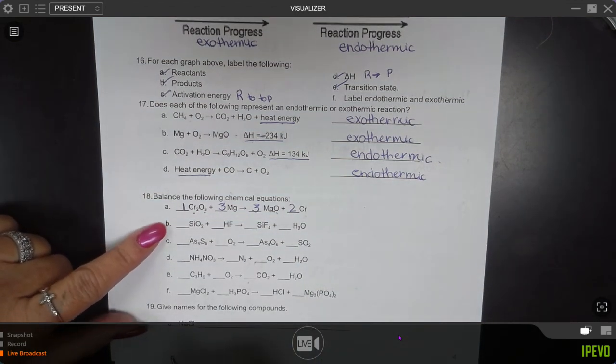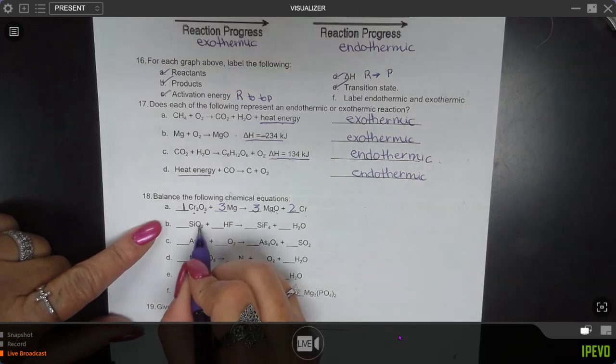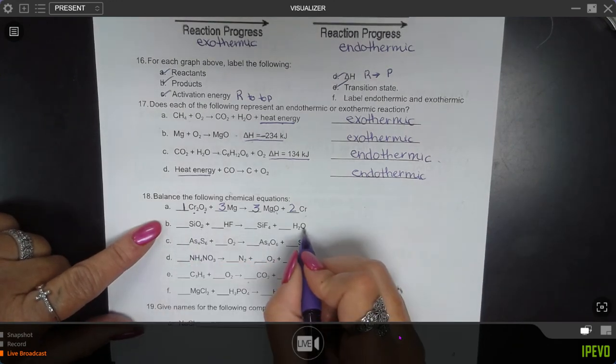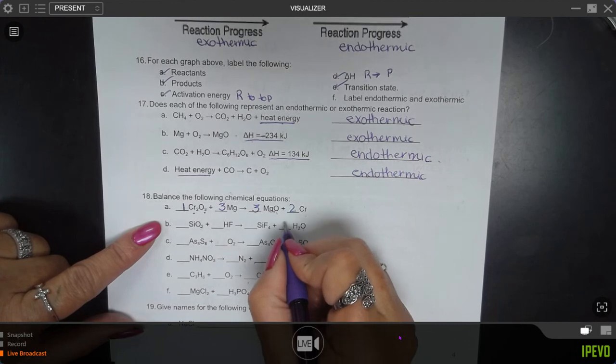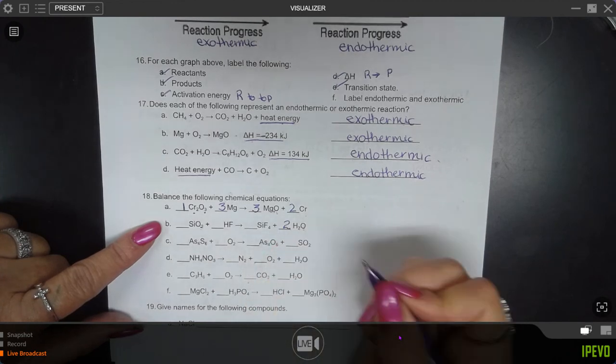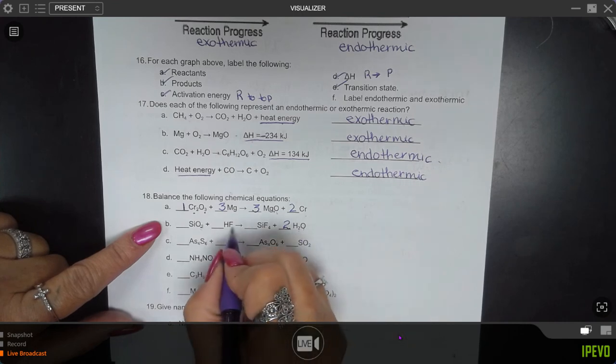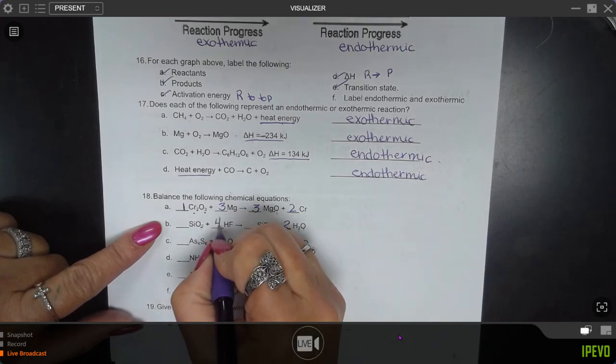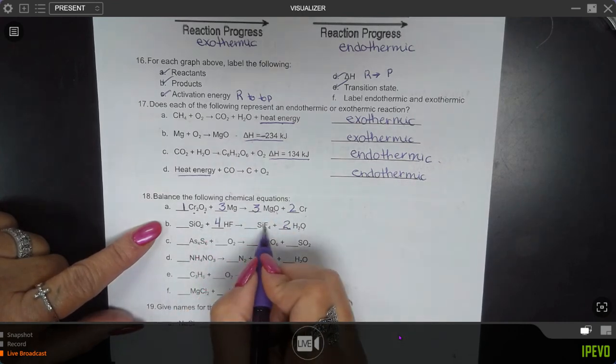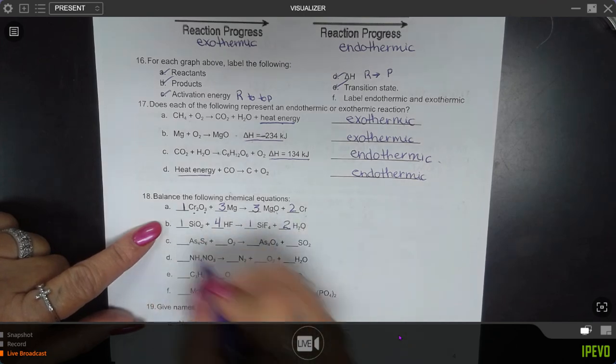Let's see, letter B, silicon, 1, 2 oxygen here, 1 oxygen here. So let's see if I can do this. 2 oxygen, which now gives me 4 hydrogen. So I need 4 hydrogen. And that also gives me 4 fluorine. So 1, 4, 1, 2.